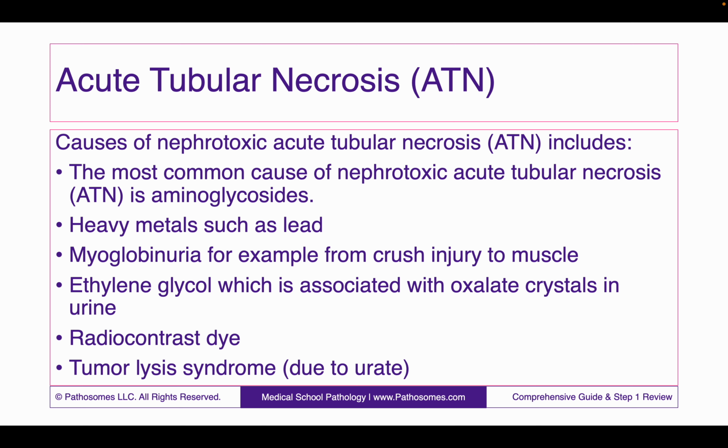Causes of nephrotoxic acute tubular necrosis include aminoglycosides, right? The most common cause of nephrotoxic acute tubular necrosis is aminoglycosides. Remember that. Also remember heavy metals such as lead, myoglobinuria, for example, due to a crush injury to the muscles, and ethylene glycol, which is associated with oxalate crystals, right, that will be present in the urine.